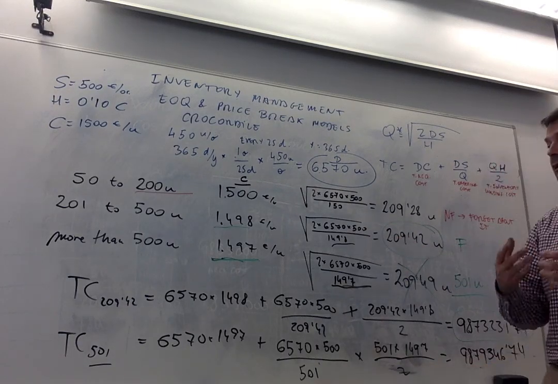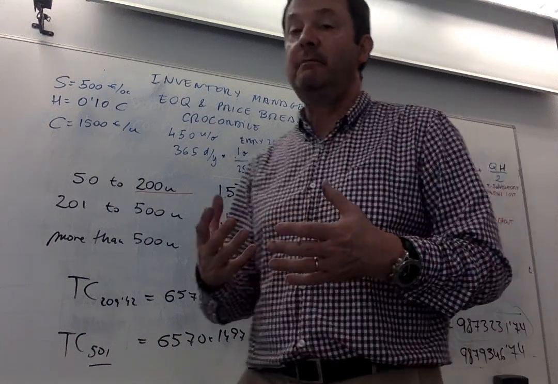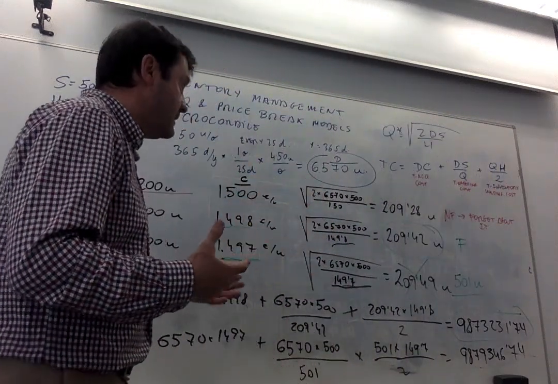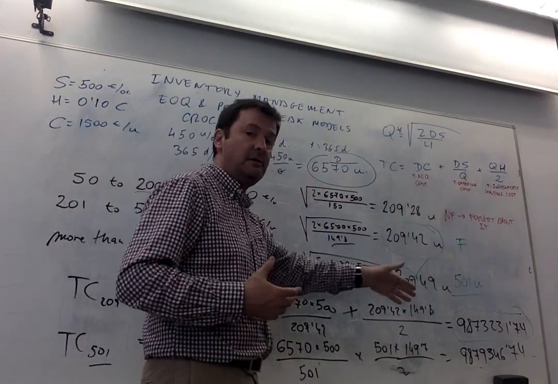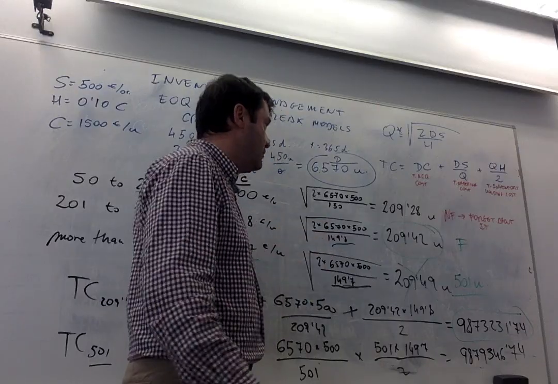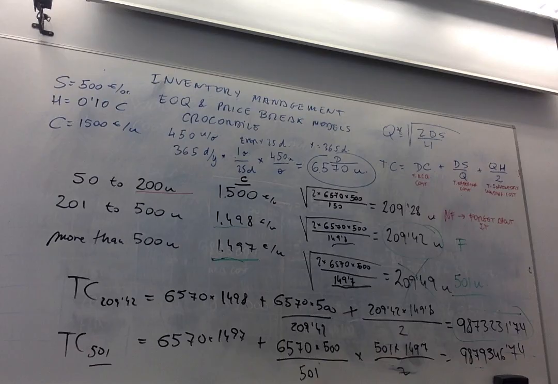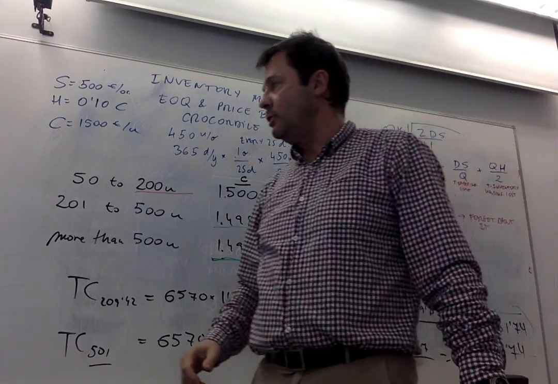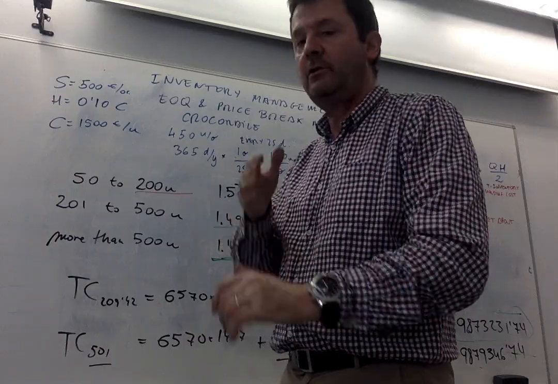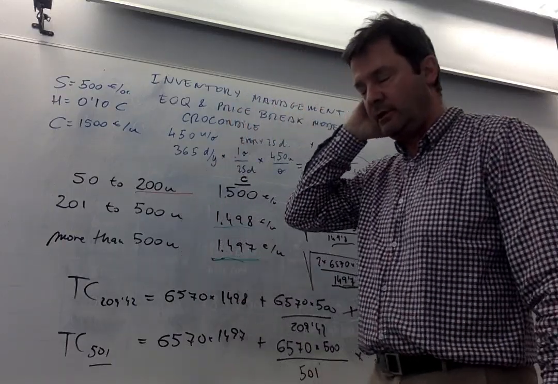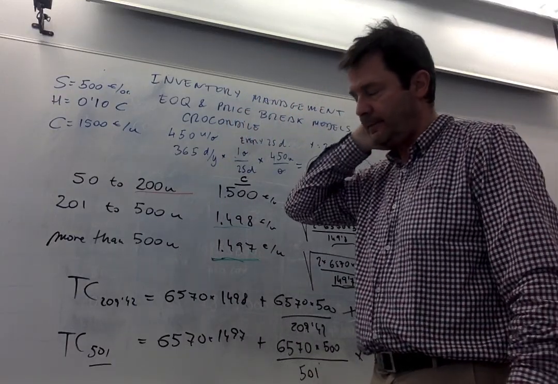Okay, so as you see, we can get different results. Sometimes the optimal can be this, or can be this, or can be this. It depends very much on the variables that we are using. All right. So now you know about the price break model, right? Okay, so now we'll do the following video that we'll see about the P models.